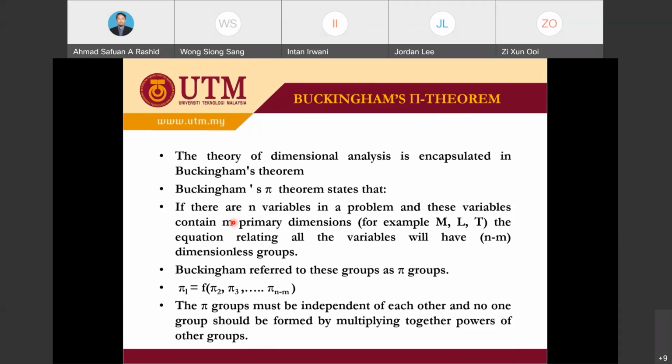Buckingham refers to these groups as Pi groups. The Pi groups must be independent of each other, and no one group should be formed by multiplying together powers of other groups. So it should stand alone, and it cannot be related to the other dimensionless equations.